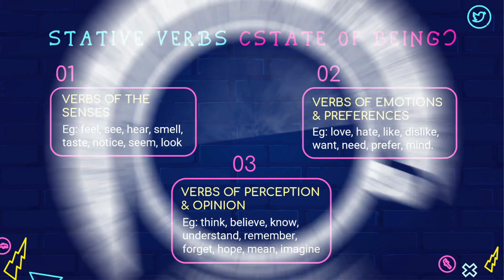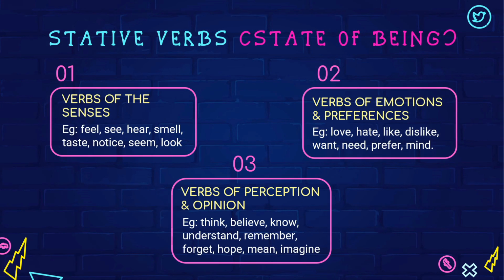Okay, moving on to the second type of verb, which is stative verbs, also known as state of being. Under stative verbs, we have 3 kinds. The first one is verbs of the senses, such as feel, see, hear, smell, taste, notice, seem, and look. You are feeling it. For example, I look forward to attending today's party. So these are verbs of the senses.